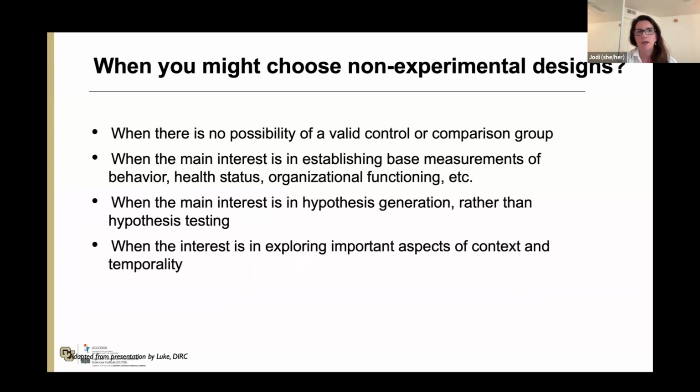When might you choose a non-experimental design? When there's no possibility of a valid control or comparison group, you only have the group, and that's just the group you have. When the main interest is establishing base measurements rather than comparing, when the main interest is hypothesis generation rather than hypothesis testing, and when the interest is in exploring important aspects of context and temporality, or time.